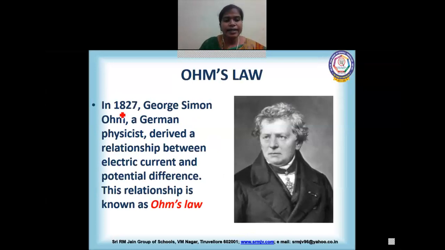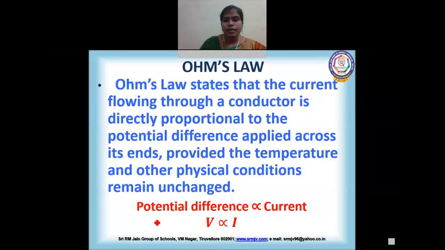In the year 1827, George Simon Ohm, a German physicist, derived a relationship between the electric current and the potential difference. As I said earlier, this relationship we used to call Ohm's law. Now let us state Ohm's law. The current flowing through the conductor is directly proportional to the potential difference applied across its ends, provided the temperature and other physical conditions remain unchanged.